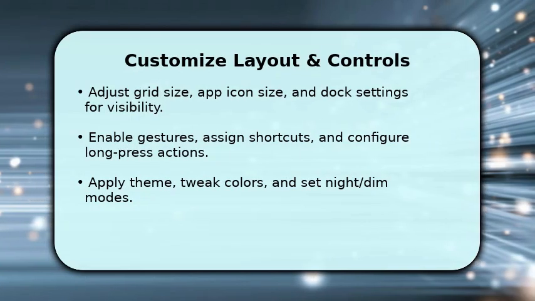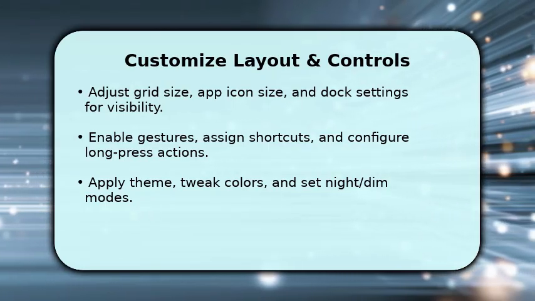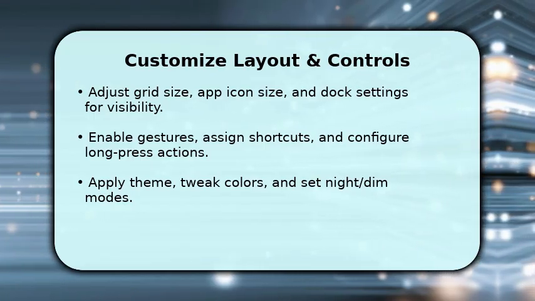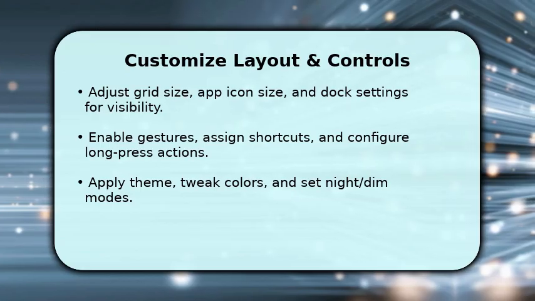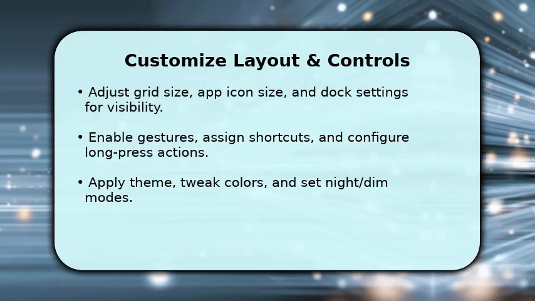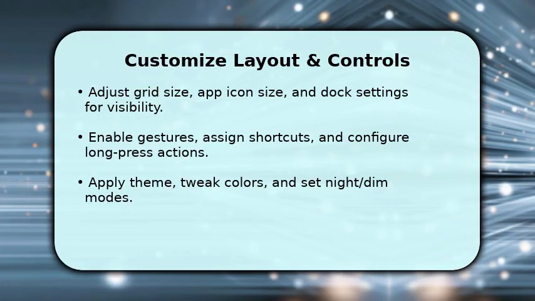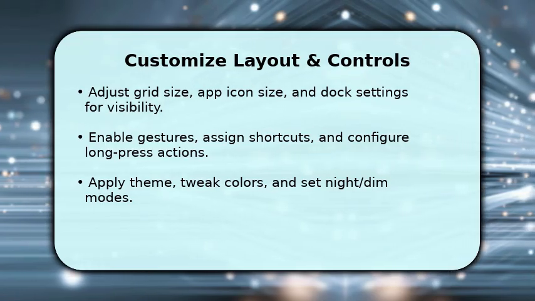Next, dive into customization to tailor how Nightlight feels and responds. Change grid and icon sizes to fit more apps or create roomy spacing. This controls visual density and reachability. Once done, enable gestures and map 2- and 3-finger swipes to actions like search or notifications for speed. Then apply a theme and adjust color accents so contrast stays readable in low light.